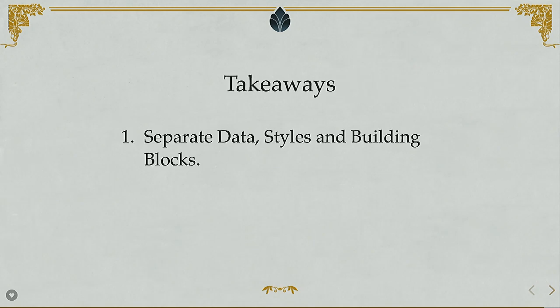So let's summarize and wrap it all up. First of all, separate data, styles, and building blocks. Data is what you store in the database. It's what represents your real data objects. Styles is your style guide, what your brand is about and its look and feel. And building blocks is the most important thing because it allows you to combine your data and your styles to build your unique content instances. Define your own blocks. Set up your own workflow process for building blocks, and you will succeed.